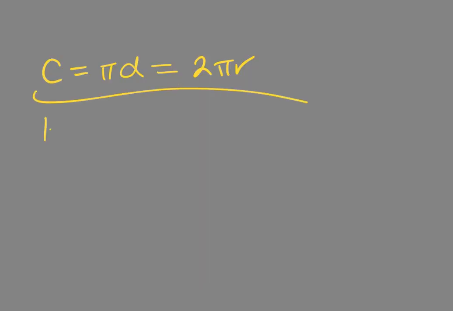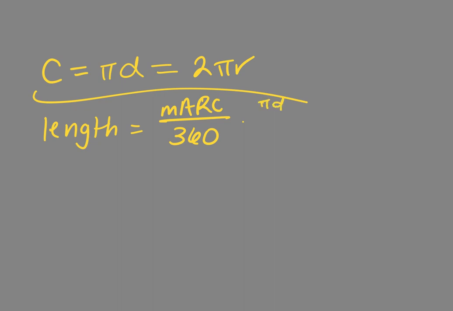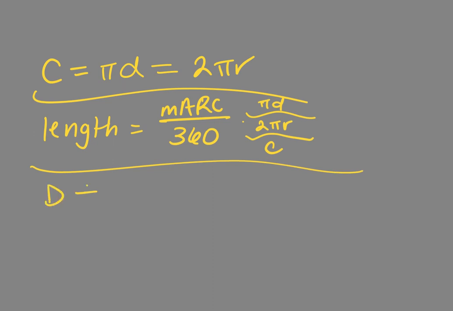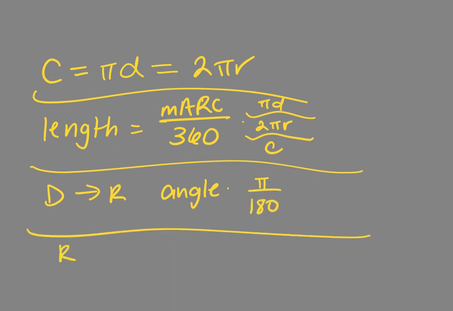You need arc length, which is the measure of the arc over 360, times either pi d, or times 2 pi r, or times C. You can use any of those 3. And then the degrees to radians is the angle times pi over 180. And the radians to degrees is the angle times 180 over pi. That's everything you need to know from this section.